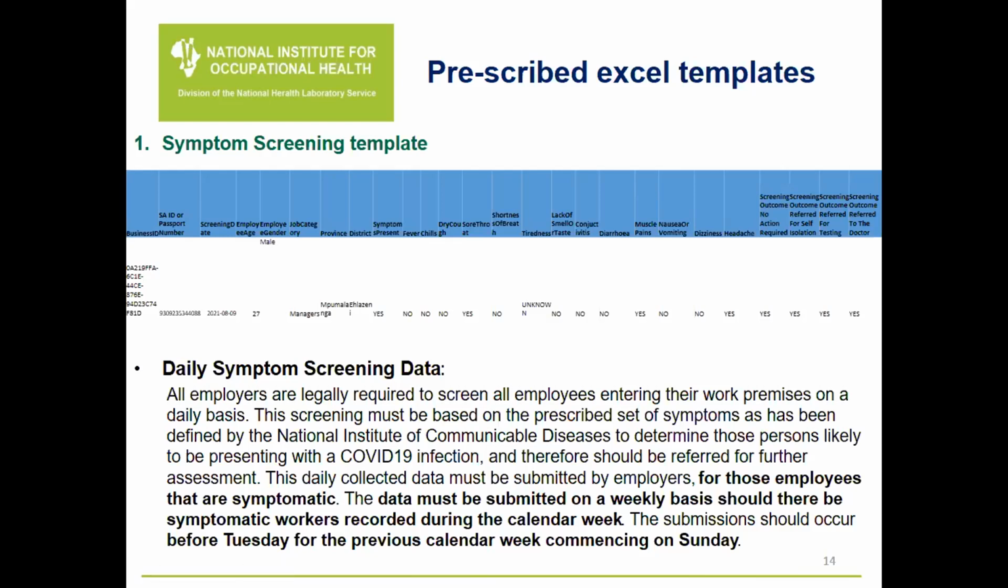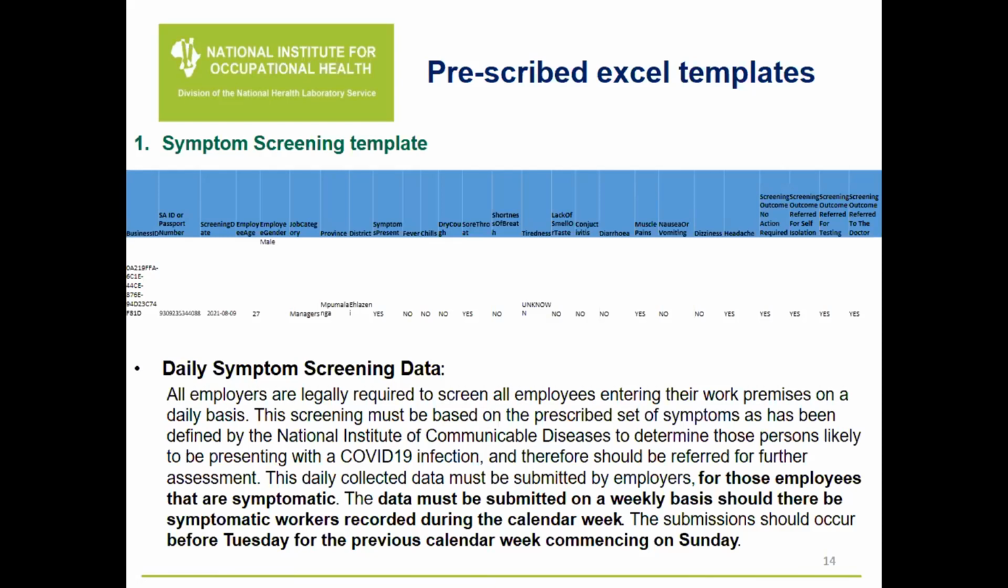And then the employee age, we expect 2 numbers, that's it. Gender is a drop down column with options: male, female, or other, so you have to choose between those. For job category, we also have a drop down list of categories that you can choose from. You can't manually capture the job category. As well, for province, we also have a drop down list there. District, we also have a drop down list that you choose from.